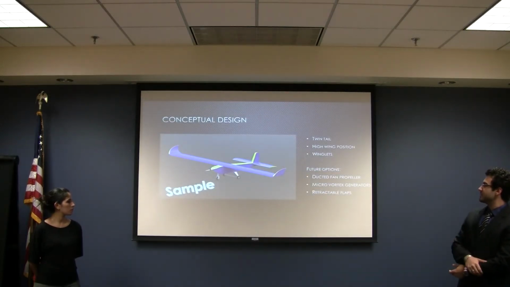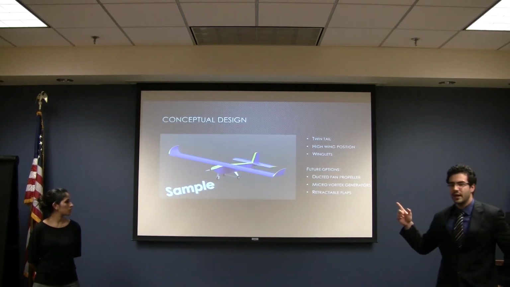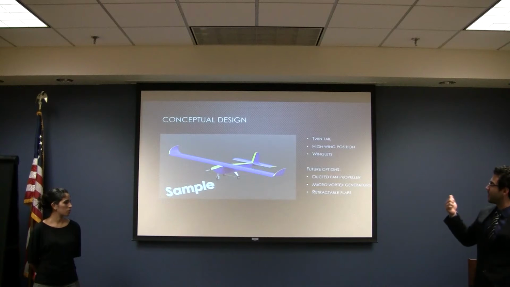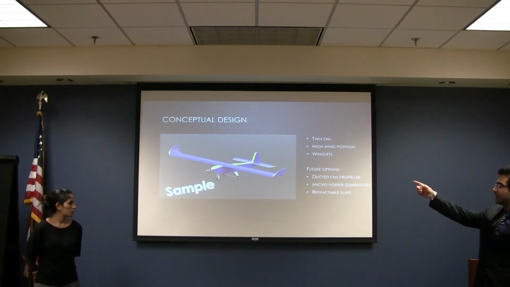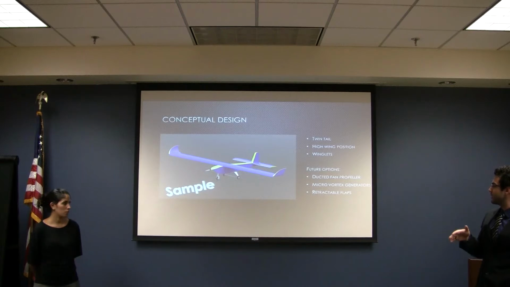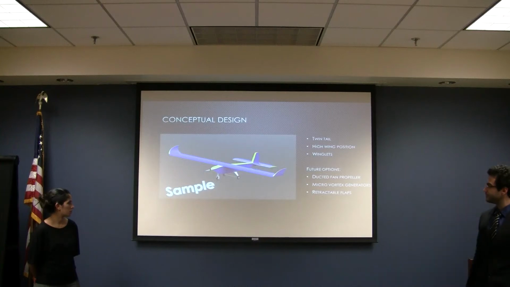So for the conceptual design, this is not the one we're using right now. We'll show that on the next slide. But the design has an H-tail, the high position wing, and the winglets. And then for future design, we're going to try to put a ducted fan propeller on top of the wing, and put micro vortex generators for better flow, and retractable flaps to improve the lift.